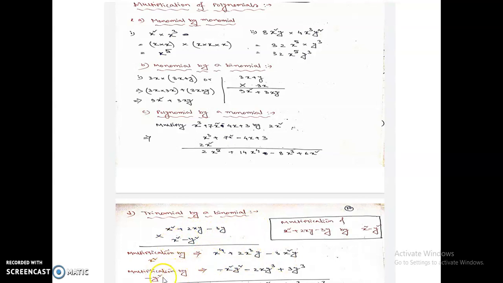Similarly, multiplication by minus y square will give us minus y square into x square minus x square y square, minus y square into 2xy minus 2xy cube, and minus y square into minus 3y plus 3y cube. So if we add the first result and second result, we will get the overall result of the multiplication. Okay, so this will give you the overall result. So in this way we will have to multiply a trinomial and a binomial. So let's go to the next topic.